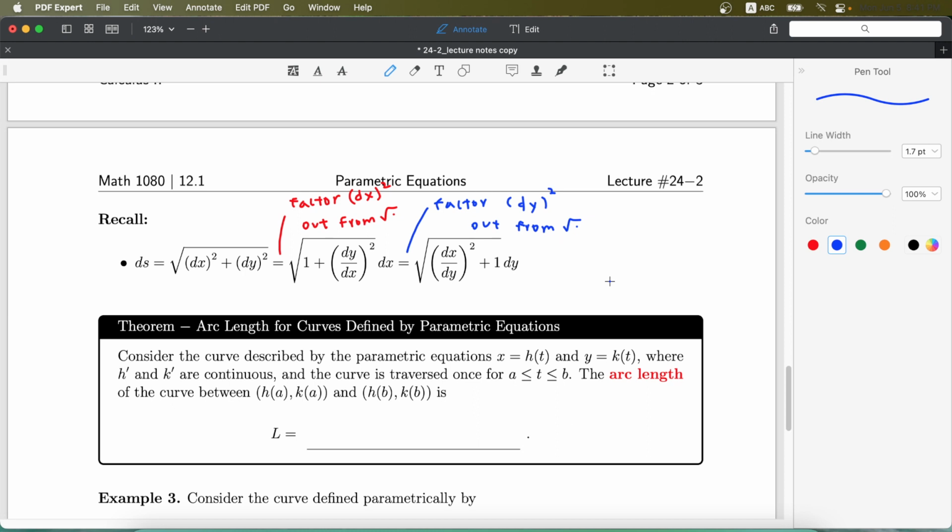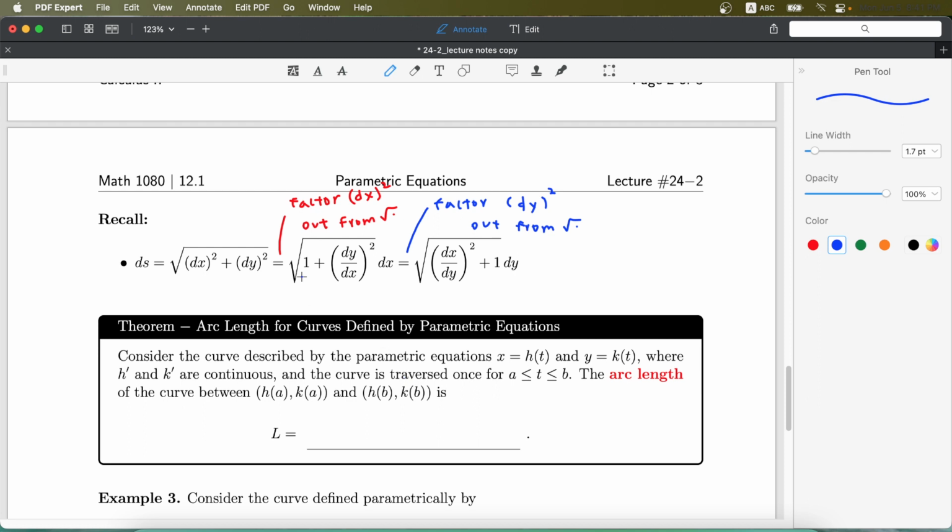Instead, we will create a new formula for arc length. Again, it's not really new. We still use the same idea. This formula still comes from the Pythagorean theorem. But we will make it look different. So it will be in a different form.